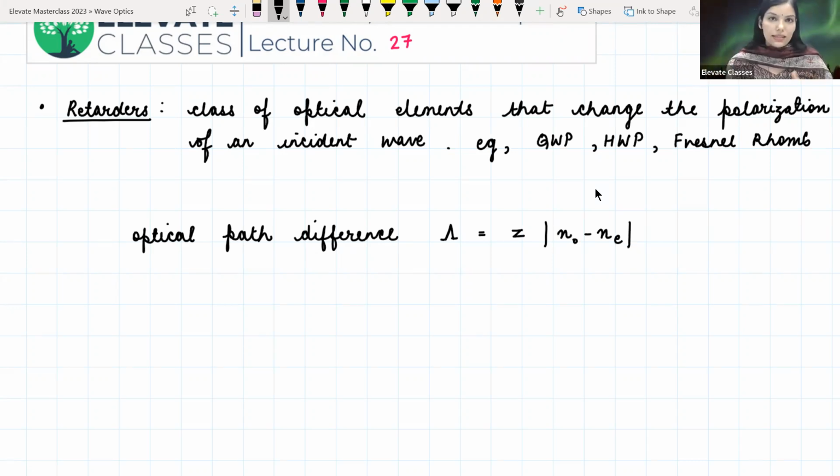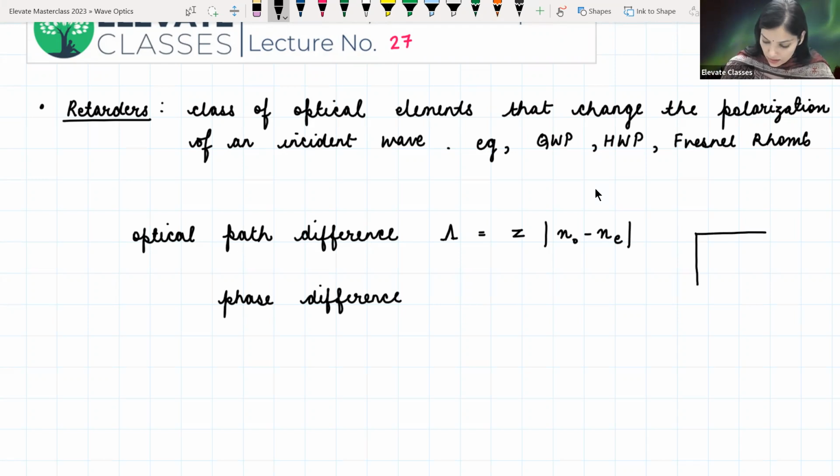So n_o can be greater than n_e, or n_e can be greater than n_o, depending on the type of birefringent material I'm dealing with. So I've taken mod. So I'm only taking the magnitude and not the sign, and I'm finding out what is the optical path difference. So corresponding to this optical path difference, I can have a phase difference. So this is the phase difference which is introduced between the ordinary and the extraordinary ray. So whatever my incident beam has fallen onto this crystal, let me stop saying crystal and let me start saying plate.